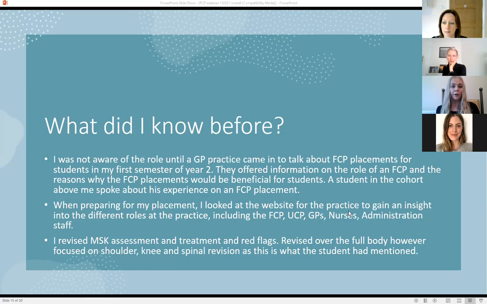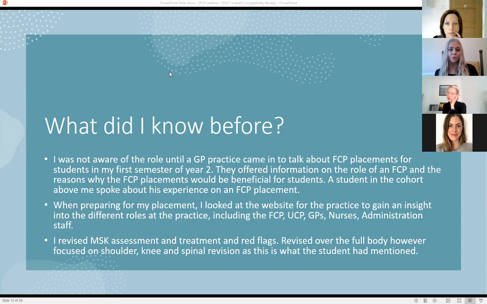In terms of preparing for my placement itself, I started looking at the website of the GP surgery that I was placed at. So luckily it was actually the surgery that came in to speak to my university, so that was really helpful, as I already had an insight into what they were doing, but I wanted to gather a bit more information on the surgery and the different clinicians that worked there, so I was aware of what was going on there.